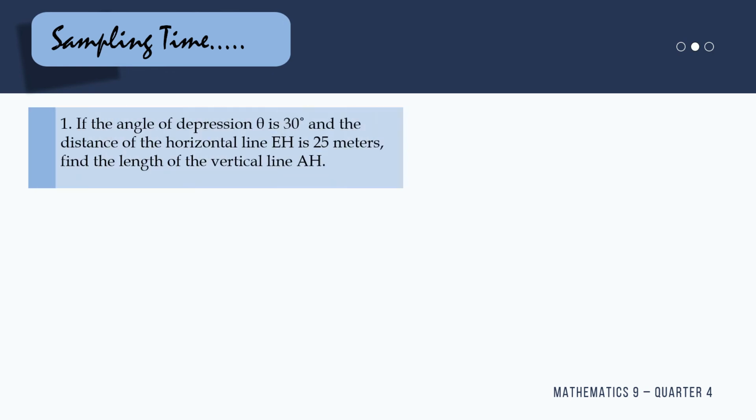Okay, moving on to our examples. To clearly give us a picture of what angle of depression is, we will apply the basic three trigonometric ratios, the SOHCAHTOA, to our given problem. So our first problem states that if the angle of depression theta is 30 degrees and the distance of the horizontal line EH is 25 meters, find the length of the vertical line AH.